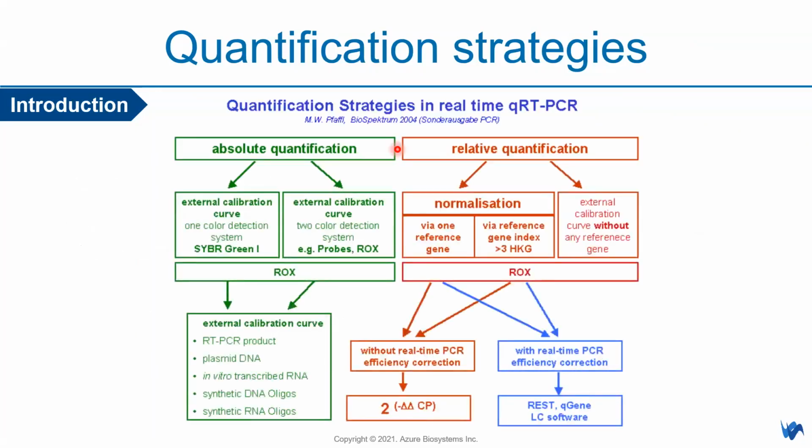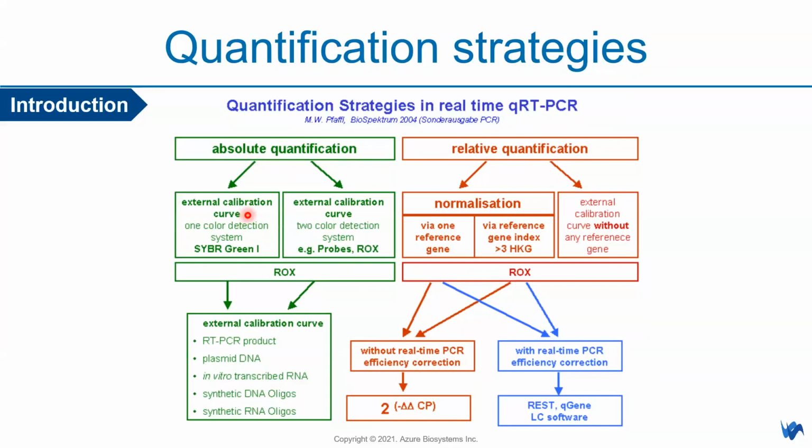Right. Here's a simplified figure kind of summarizing what are the quantification strategies in real-time RT-PCR. So I think some of you might be very familiar with this chart or this figure where you can find on the website and from this author that is very well known in qPCR knowledge community. So here we have absolute quantification and relative quantification. So let us look at the first one, absolute quantification. As you can see, in absolute quantification, it is a must to have an external standard curve.